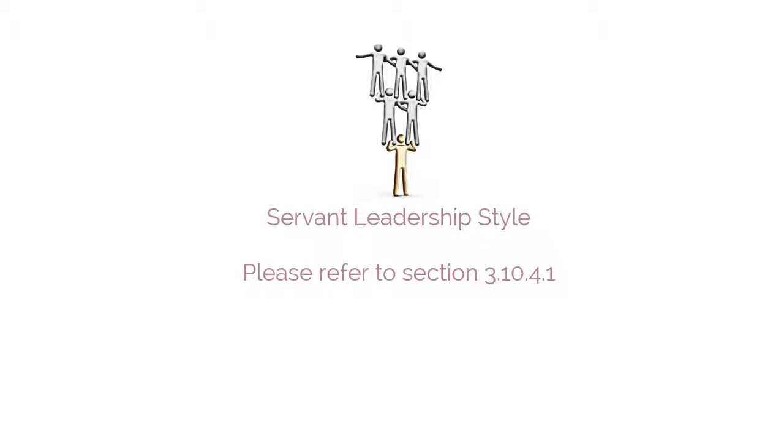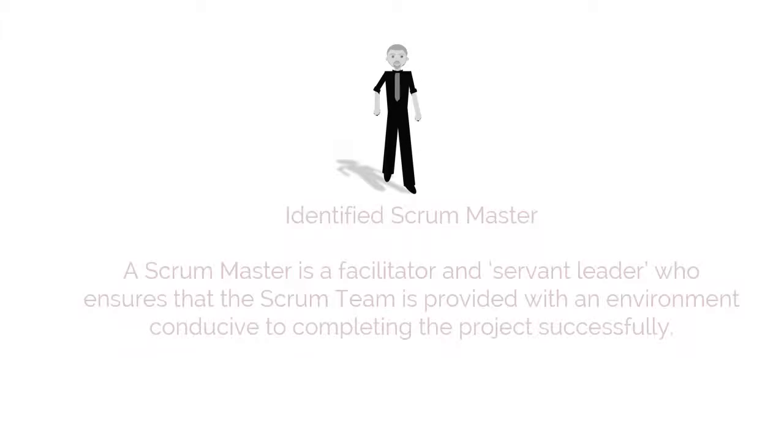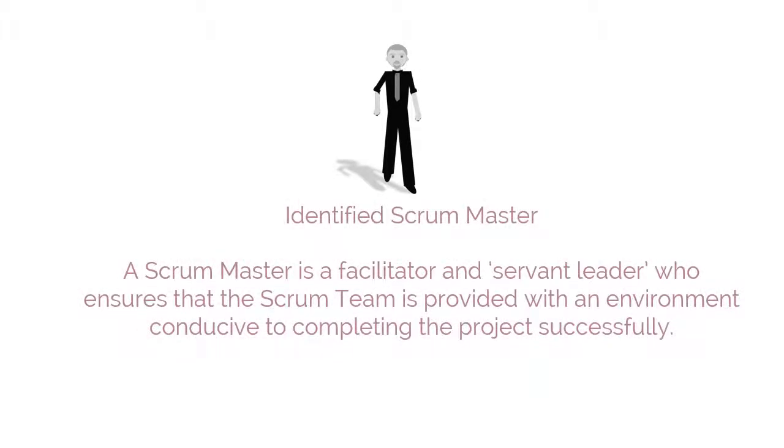And finally, servant leadership style. For more details, please refer to section 3.10.4.1. The outputs of this process are Identified Scrum Master and Identified Stakeholders.